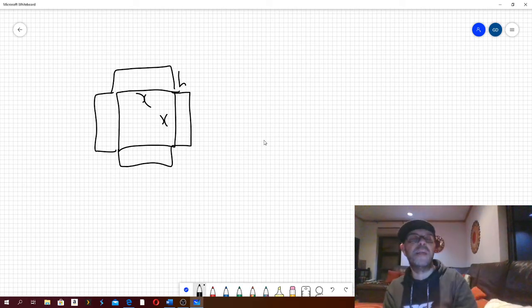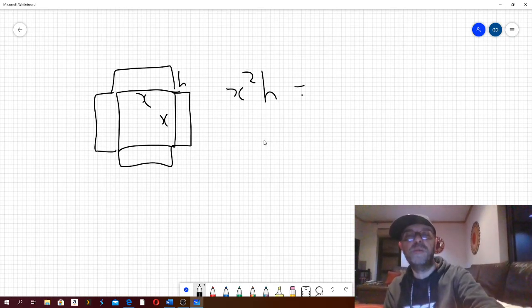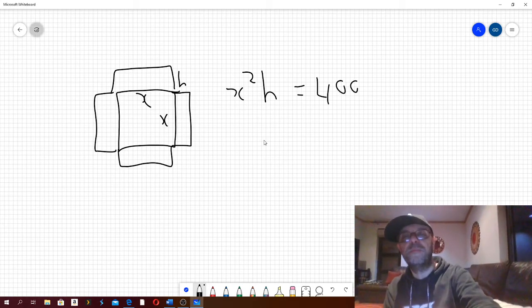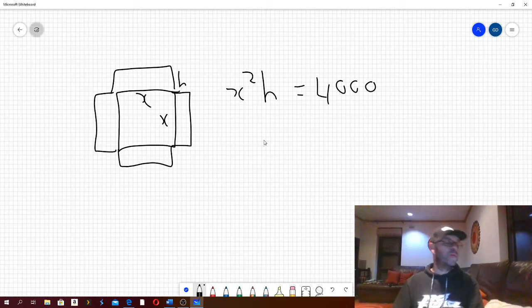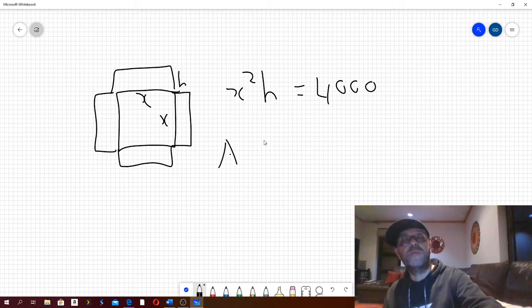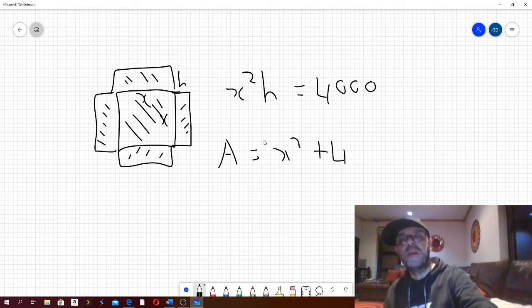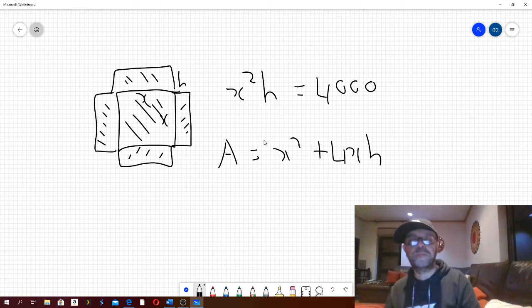So now we can express the volume of this box. Remember, volume is length times breadth times height, so that would be x times x, which is x squared, times the height, which is h, and we know that must be 4,000. So there's an expression for the volume of the box. The area of this box would be the area of the base, which is x squared, and then the area of these 4 flaps, each of those is x by h, or x times h. So there are 4 of them, so 4xh.